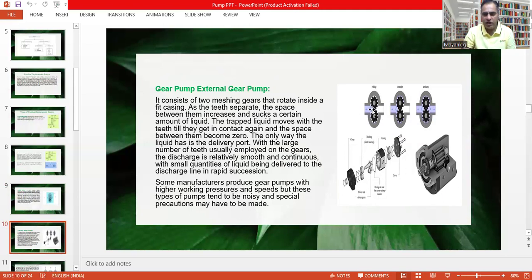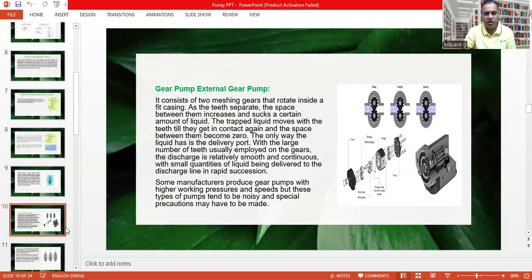There is fluid entering the pump, and as these gears rotate, the fluid also rotates along with them in the clearance between the gears. As the gears rotate faster, the only exit for the liquid is the delivery port. So this is the basic principle of operation of a gear pump.